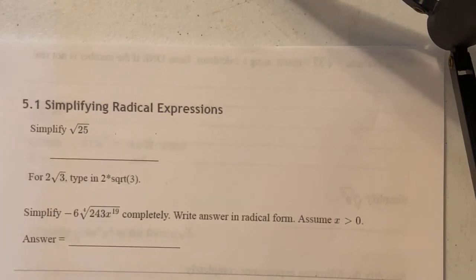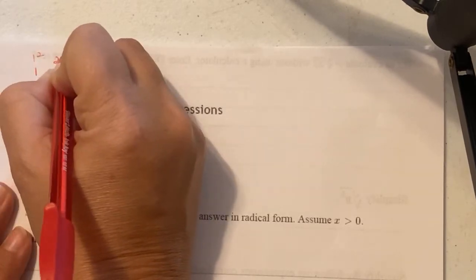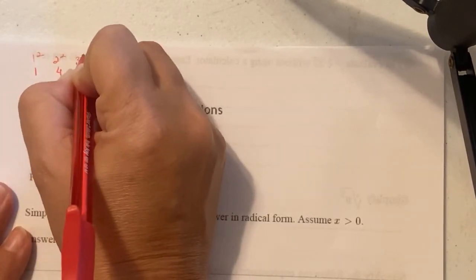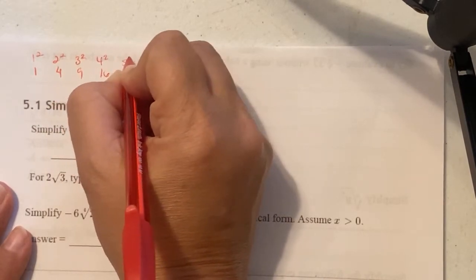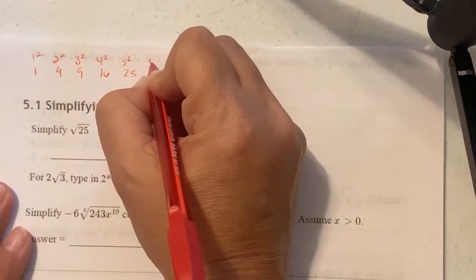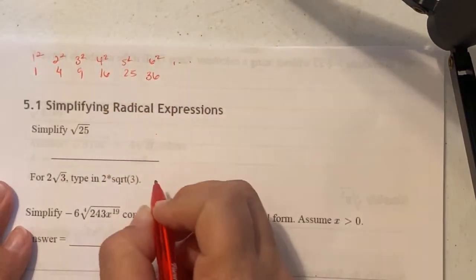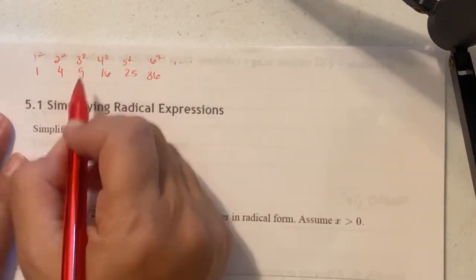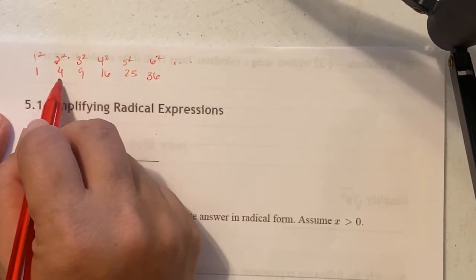Okay, 5.1, simplifying radical expressions. Before we start this, remember that you have perfect roots. So that's talking about 1 squared, which gave you 1, 2 squared, 4, 3 squared is 9, 4 squared, 16, 5 squared, 25, 6 squared is 36, and so forth. Remember that when you take square roots, it's basically going in reverse. So instead of squaring a number, we're taking the square root of the number.